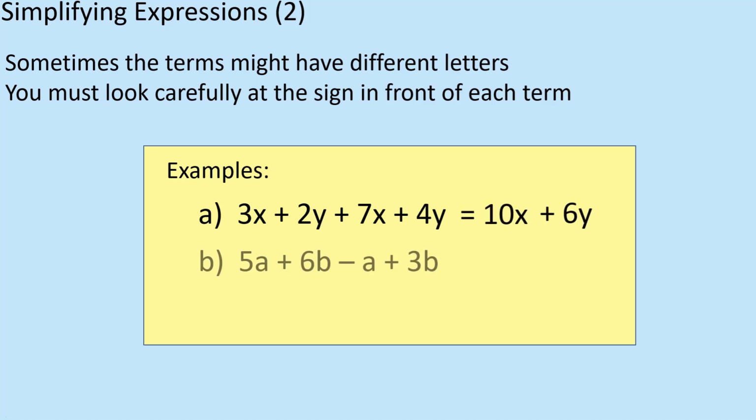Right, here is where we need to be a bit careful, and we see a negative involved. So let's do the a's first. 5a take away a.